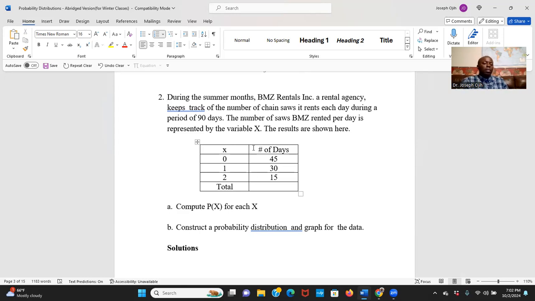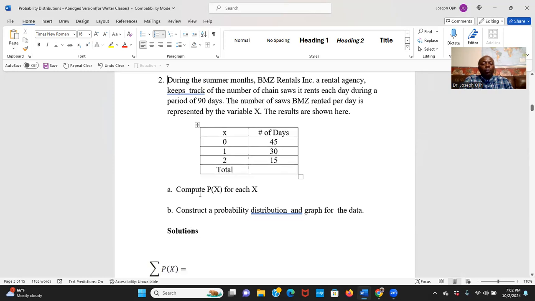For 0 chainsaws, for 45 days they did not rent any chainsaw. Then for 30 days, they rented one out. For 15 days, they rented two. It says compute P(X) for each, that means calculate the probability for each outcome X. Then construct a probability distribution and graph the data. So now let's do it.